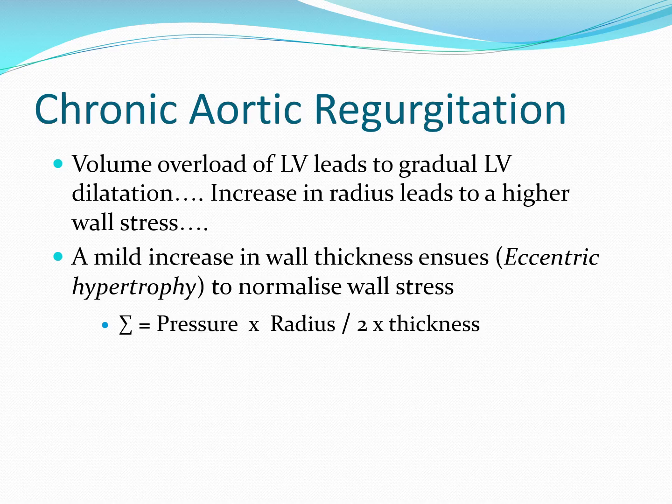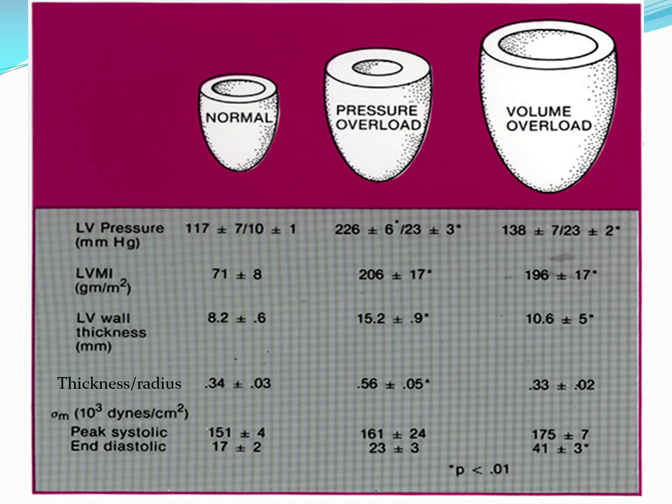So if you increase your thickness a little bit, wall stress usually normalizes. Pressure times radius over 2 times thickness. But because the problem here is the radius, not the pressure, like in aortic stenosis when it goes up from 120 to 200, because the radius increases by maybe half a centimeter or 1 centimeter, a little increase in wall thickness will be enough to normalize wall stress.